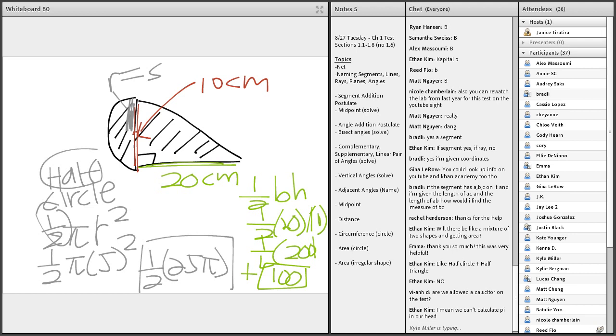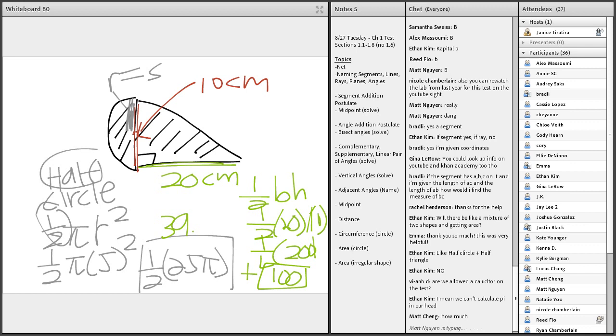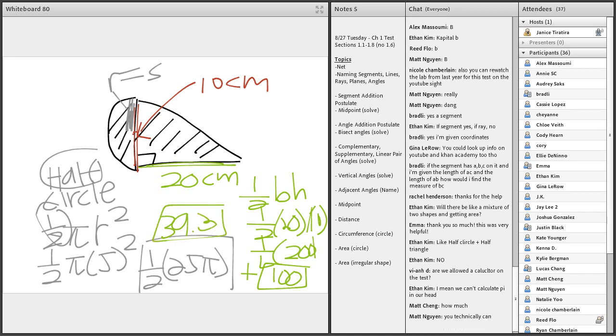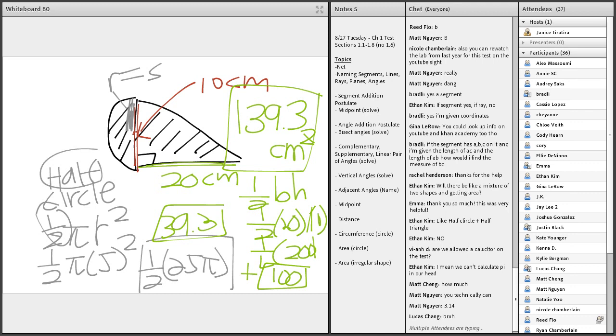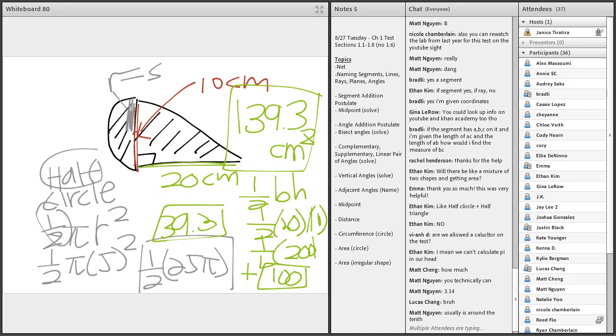25 times pi button, divided by, or multiplied by half. So that's 39.3, I rounded up. 39.3 plus 100, final answer is 139.3. Don't forget your units, this class is square centimeters. 3.14, yes, but you need to try to do pi because that'll give you the more exact answer.